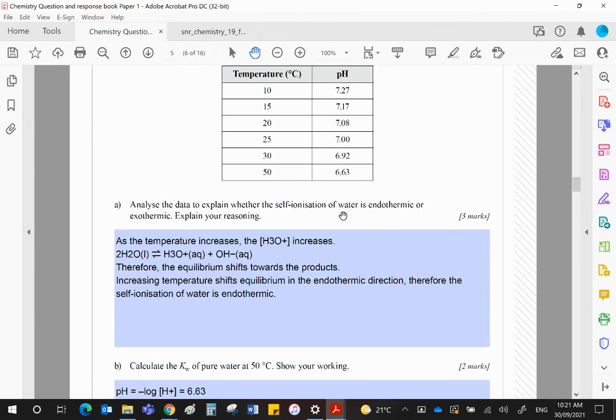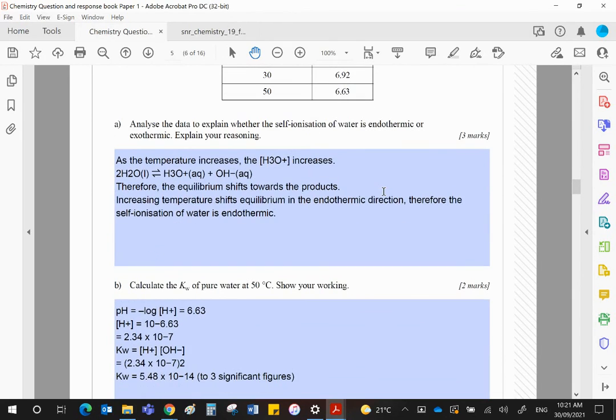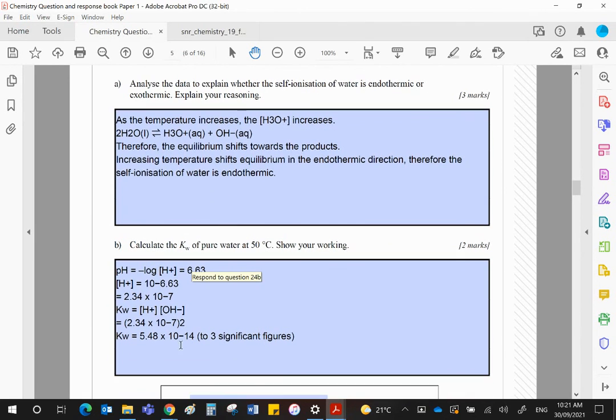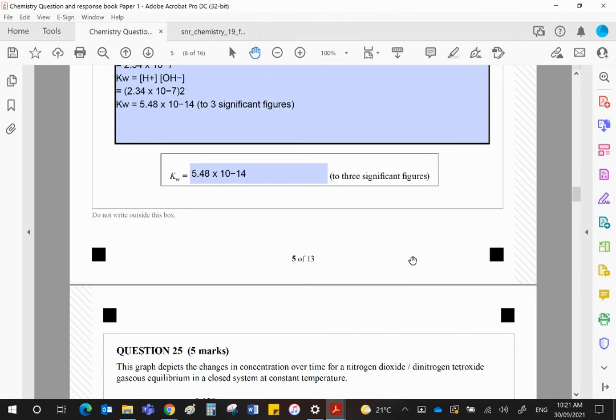To calculate the Kw at that particular temperature, all we have to do is take 10 to the minus 6.63 to work out the H plus concentration, square that, because effectively every time it produces H plus, it produces OH minus, and then that'll give us Kw.